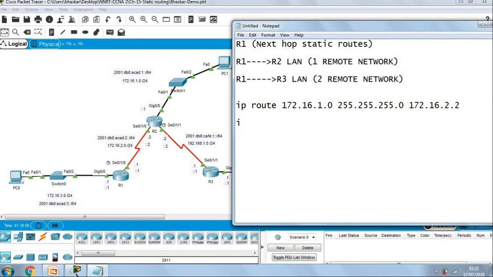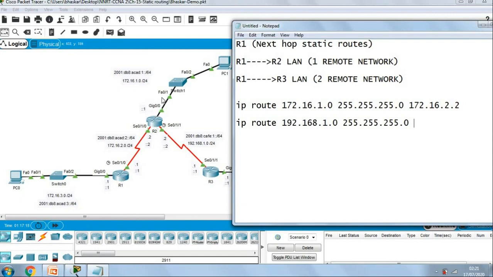IP route 192.168.1.0. This is the remote network here, /24, 255.255.255.0. See the gateway. I am again here. Please remember, okay? I am at R1.